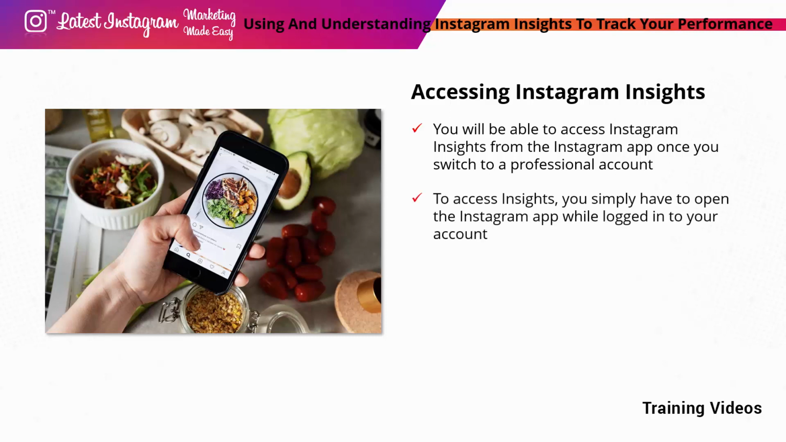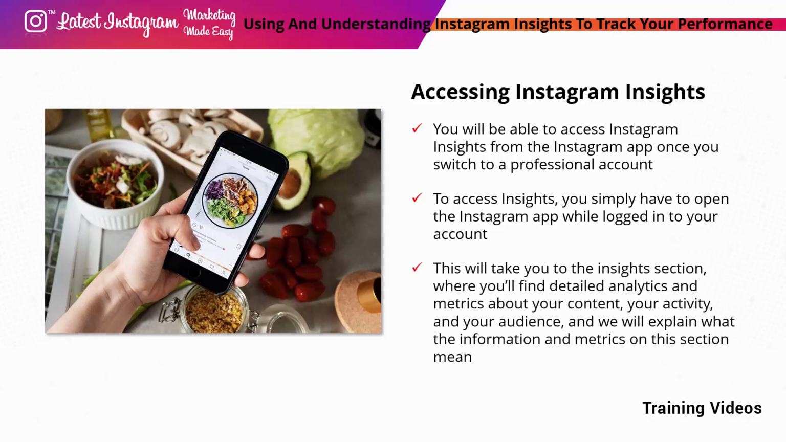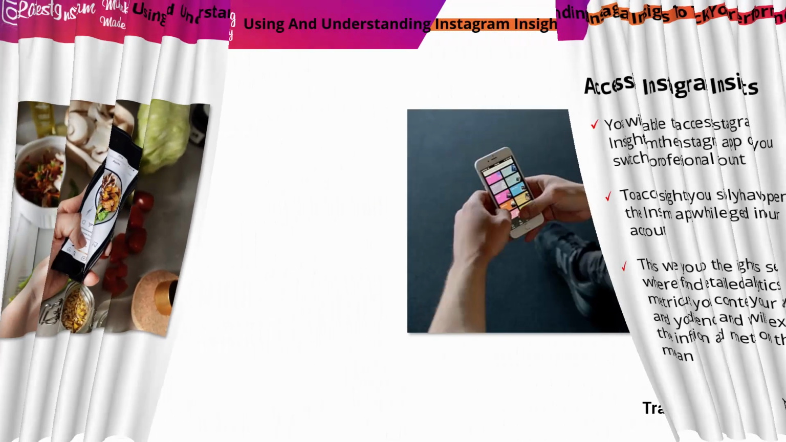To access Insights, you simply have to open the Instagram app while logged into your account. Tap on the profile icon, then tap on the menu icon. Lastly, tap on the Insights tab on the menu. This will take you to the Insights section, where you'll find detailed analytics and metrics about your content, your activity, and your audience. And we will explain what the information and metrics on this section mean.